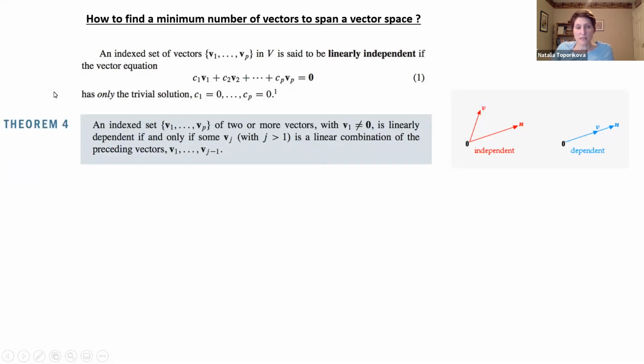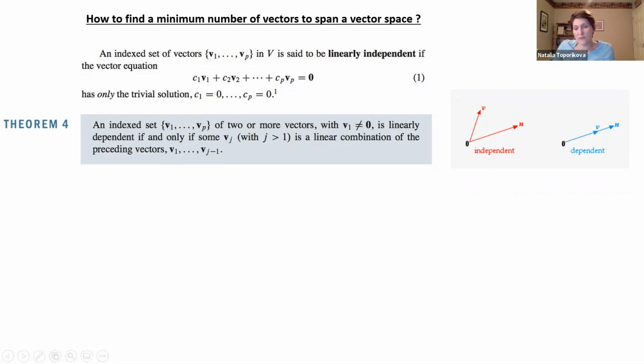which makes it easier to identify and get rid of them because they are excessive, using theorem 4. If we have an indexed set of vectors, then we are guaranteed that if one of the vectors is linearly dependent, it can be expressed as a linear combination of the other vectors. So you can just go through your vectors one by one and see if any given vector can be expressed as a linear combination of the others. And if it can, we can get rid of it. We don't need that vector.